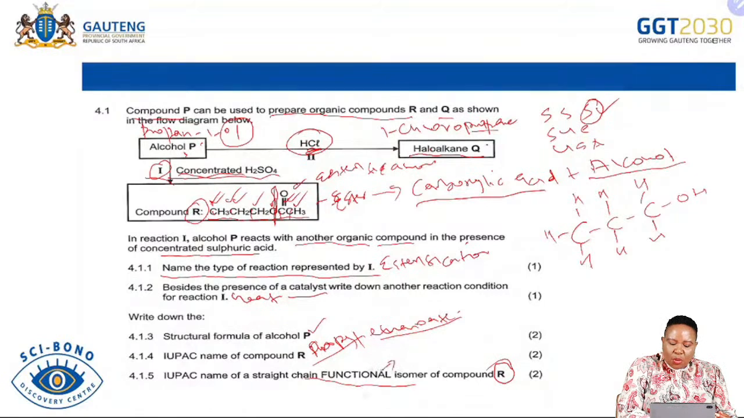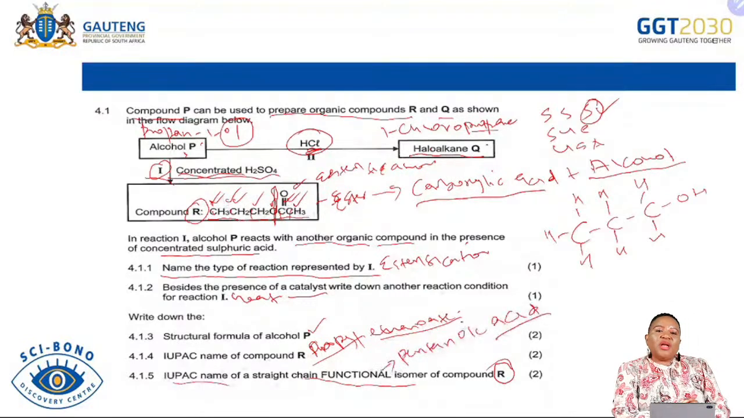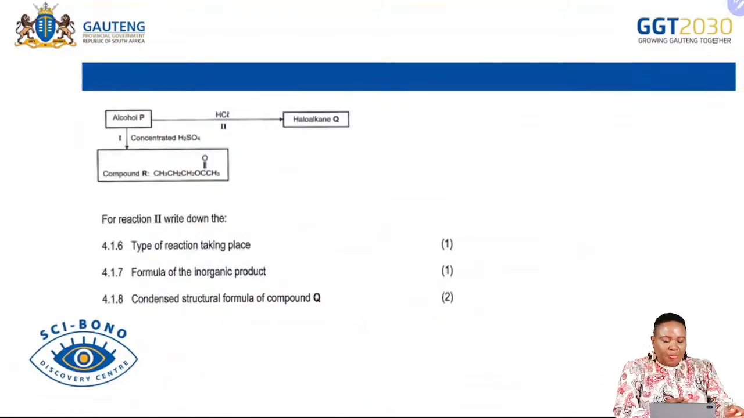So they want the name. So this is going to be the 1, 2, 3, 4, 5, pentanoic acid. Please don't forget that the word acid is part of the IUPAC name, and you must never ever leave out the word acid as you are writing the carboxylic acid.